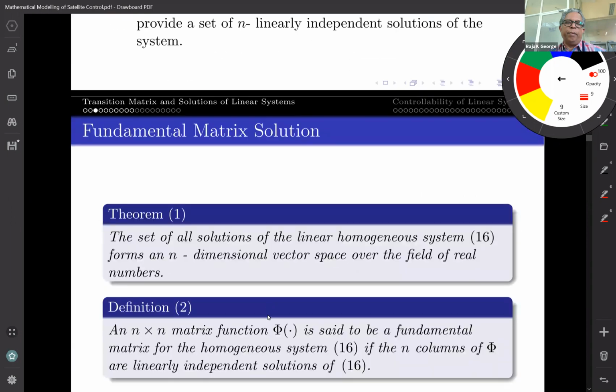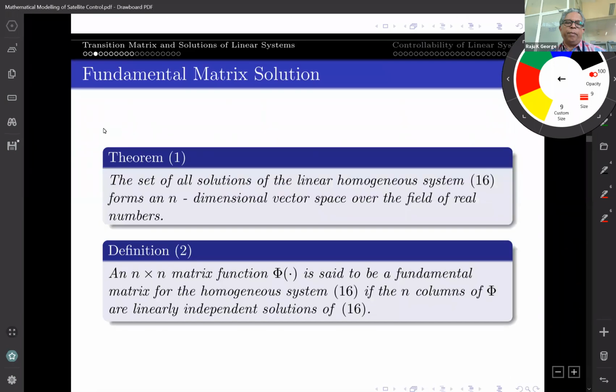Okay, so I just state the fundamental matrix solution, which is taught at the MSc level in mathematics. The set of all solutions of the linear homogeneous system 16 forms an n-dimensional vector space over the field of real numbers. That is a theorem. And an n by n matrix function phi(t): if I define a matrix function phi(t) in which each column is a linearly independent solution of your linear system, such a matrix is called a fundamental matrix.